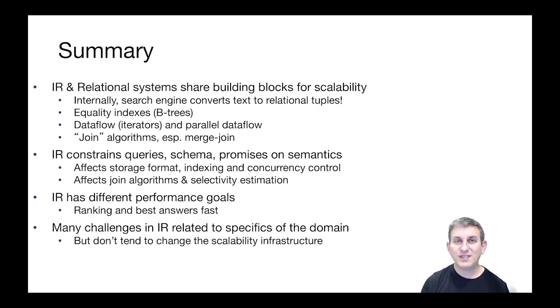To summarize what we've seen so far, basic information retrieval: IR and relational systems share building blocks for scalability. Internally, the search engine is just converting text into relational tuples, using equality indexes like B-trees, using data flow, basically iterators, and what we'll see in a minute, parallel data flow, to achieve scalability, and using join algorithms, particularly merge join. Information retrieval constrains the queries, the schema, and what it promises semantically on the answers.